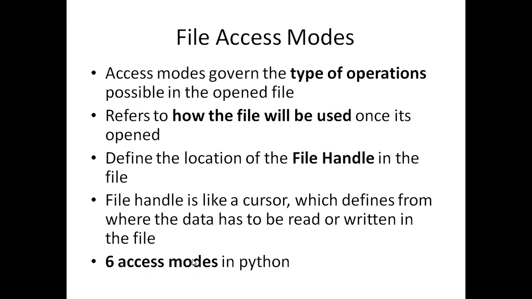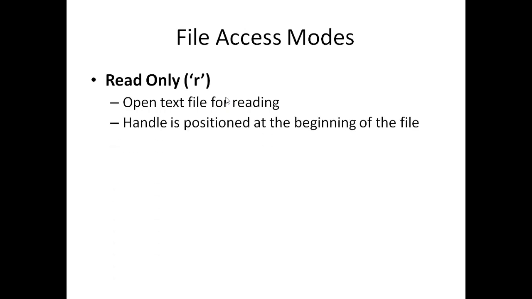There are 6 access modes in Python. We will see each access mode. Mainly we have 6 access modes in the case of text files. The first one is read-only mode. It is denoted by small letter r. If we open a file using r, it means that it is open only for reading purpose. We can only read from that.